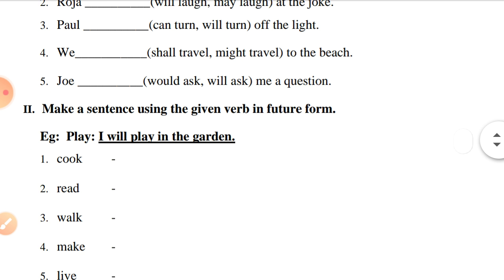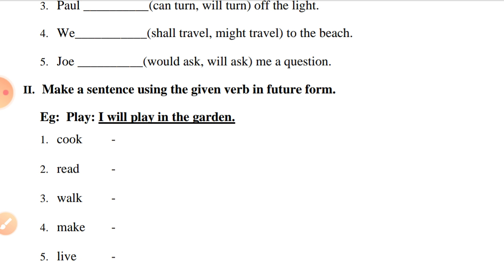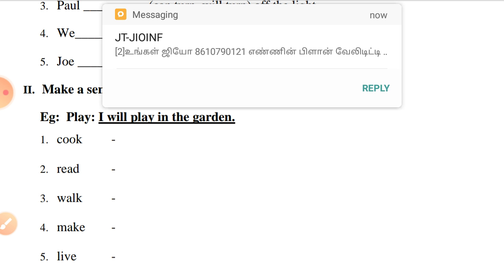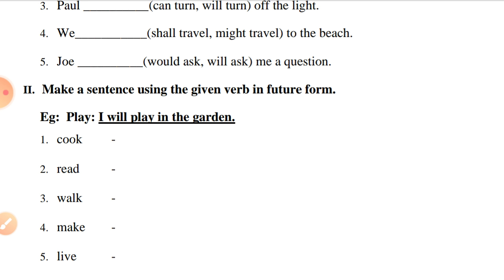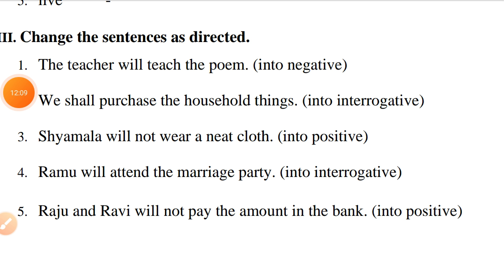Make a sentence using the given verb in future form. Okay. So here the example is I will play in the garden. And the first one I will tell you. I will cook in the kitchen. Okay. I will cook in the kitchen. And you can form your own sentence for the remaining verbs. And in the third Roman letter, it is different.